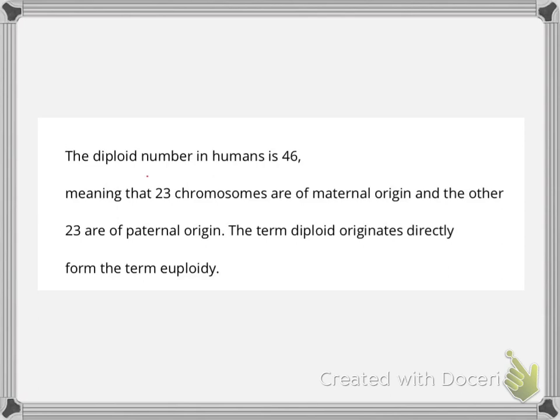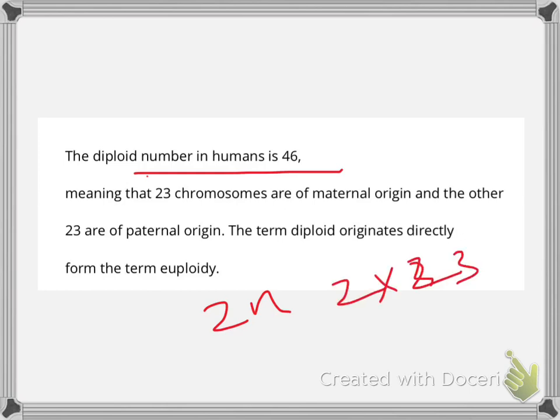The diploid number in humans is 46, that is 2n. Two sets of 23 chromosomes, that is 46. 23 chromosomes are of maternal origin and the other 23 are of paternal origin.